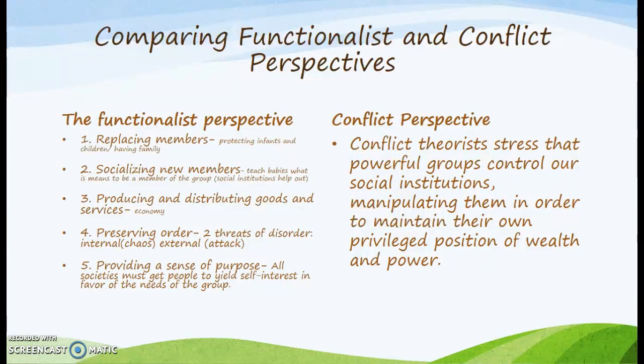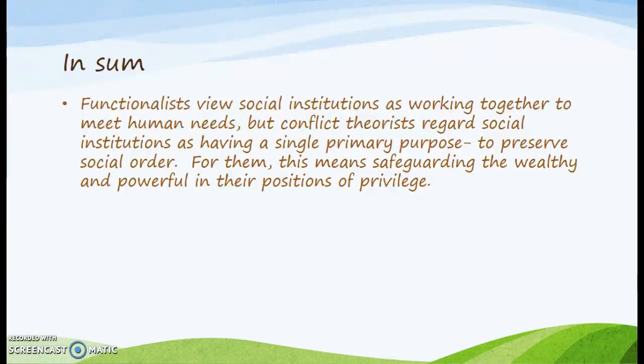But conflict theorists stress that powerful groups control our social institutions and they manipulate them in order to maintain their own privileged position of wealth and power. So it totally depends on your perspective, what you think about our society and how it functions. Okay. So in sum, functionalists view social institutions as working together to meet human needs, but conflict theorists regard social institutions as having a single primary purpose, which is to preserve social order. For them, this means safeguarding the wealthy and powerful in their positions of privilege.